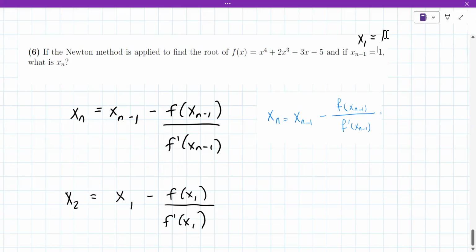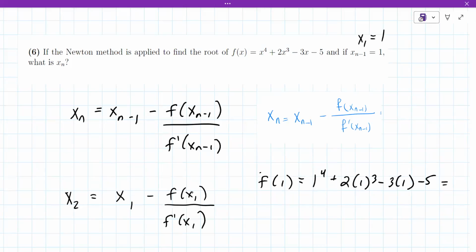You just need a couple of things. You need the actual value. You have to evaluate the actual value, and then take the derivative and evaluate the actual value. Okay. So it looks more complicated than it actually is. I mean, you need to find f of 1. 1 to the 4th plus 2, 1 cubed minus 3 times 1 minus 5, which ends up being -5.